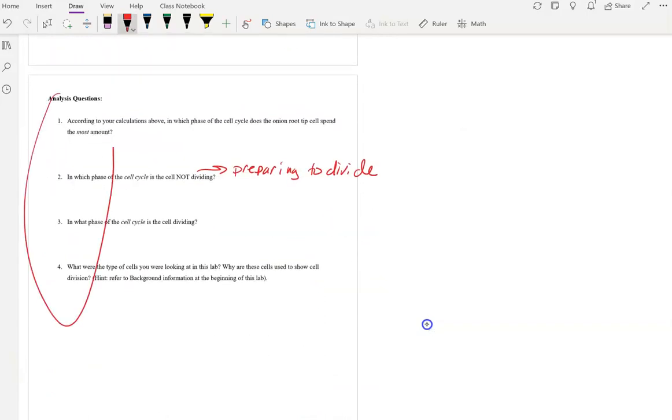And then once you've answered all 4 questions, be sure to check these with your teacher to make sure that you have the correct answers so you can be better prepared for part 2 of this lab.